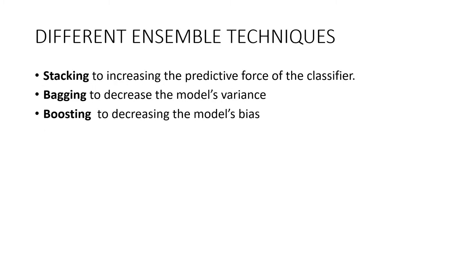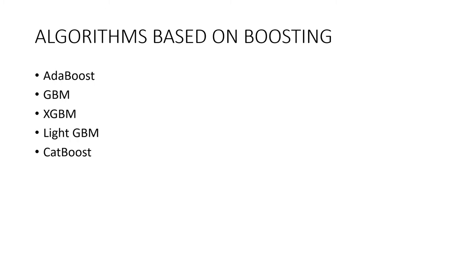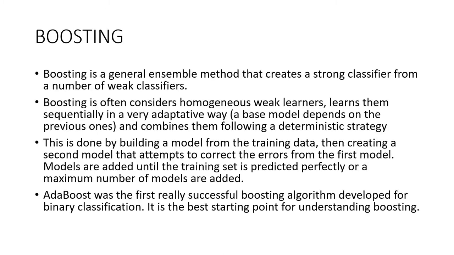Different ensemble techniques. There are three types of ensemble techniques we use. Stacking to increase the predictive force. For getting better prediction, we use stacking. Bagging, as discussed, to decrease the model's variance. Boosting to decrease the model's bias. Algorithms based on bagging meta-estimator: random forest. Algorithms based on boosting: AdaBoost, gradient boosting, extreme gradient boosting, light gradient boosting, CatBoost, etc.